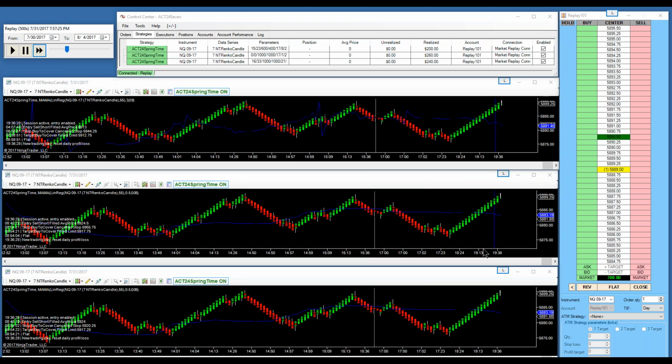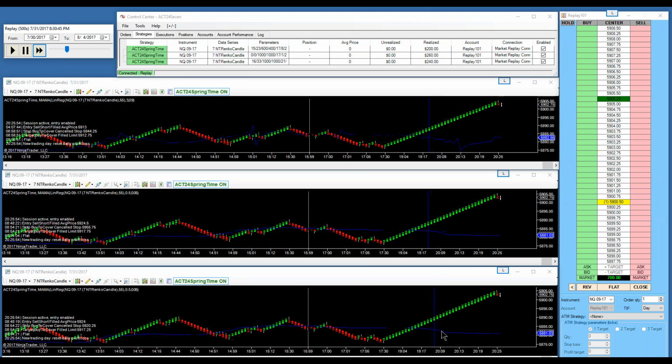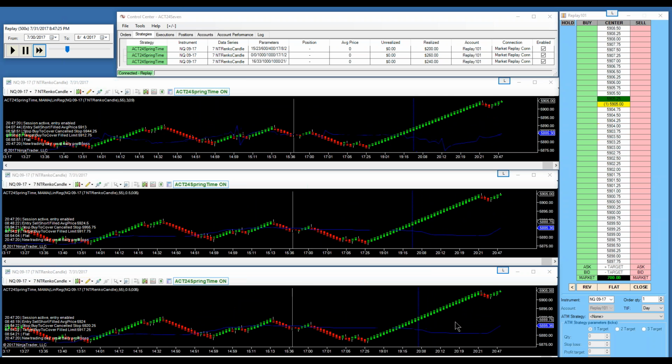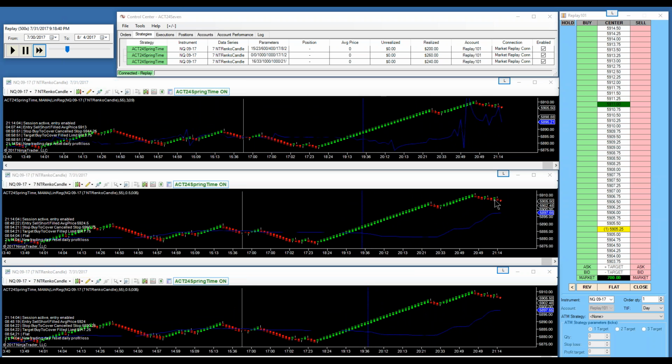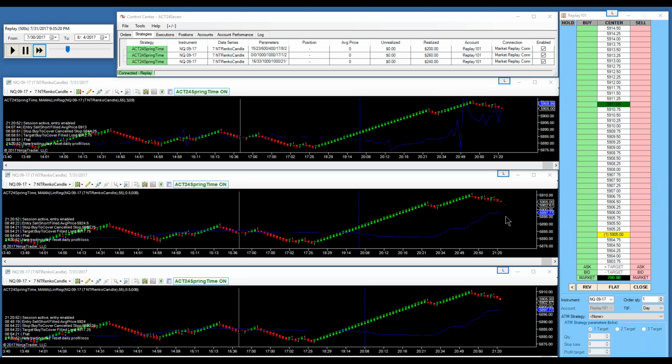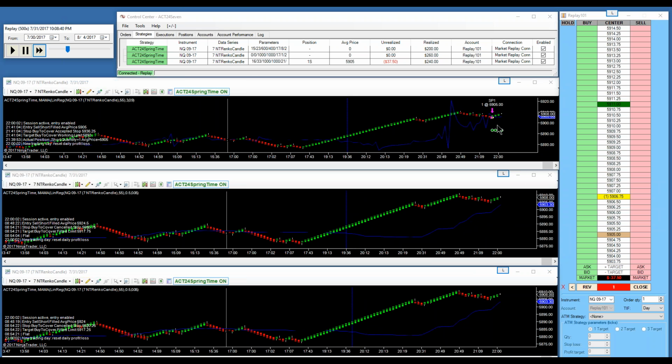Remember, we have to get the blue line. We have it on 2 charts, so these charts will be the first one. Now we have it on all 3. So when the market, this is what I wanted to show people this week. When the market comes back and crosses over this line, then it will trade.